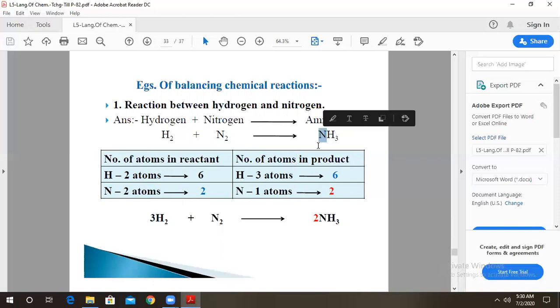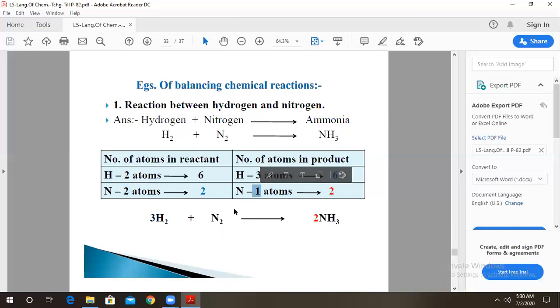In the product side, nitrogen is 1, and hydrogen is 3. So let us see, 2 hydrogens, 3 hydrogens, 2 nitrogen, 1 nitrogen, isn't it?